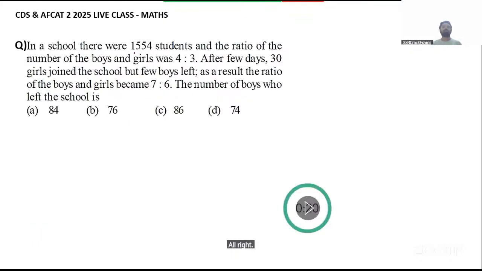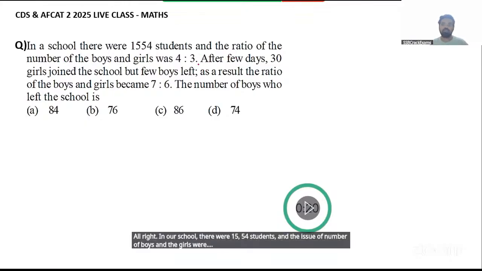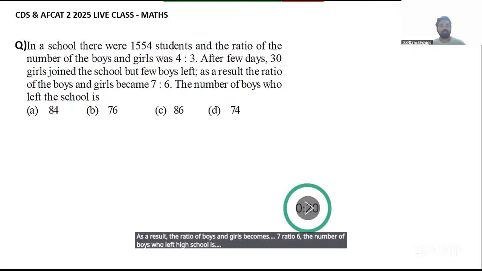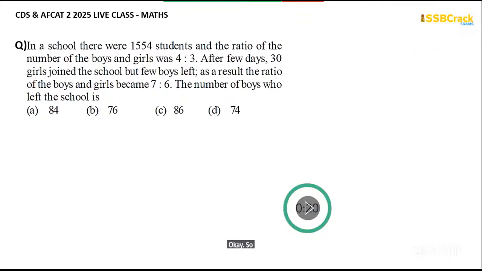In a school, there were 1554 students, and the ratio of number of boys and girls was 4:3. After few days, 30 girls joined the school, but few boys left. As a result, the ratio of boys and girls becomes 7:6. The number of boys who left the school is. Okay.